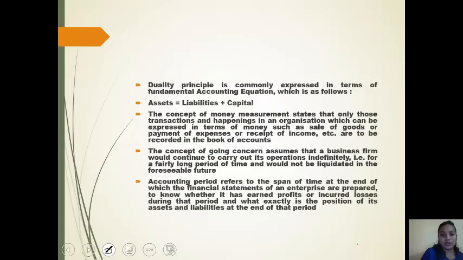Now, the duality principle is what we can express in a formula like assets equals liabilities plus capital. The concept of money measurement states that only those transactions or happenings in an organization which can be expressed in terms of money, such as sale of goods, etc., are to be recorded in the books of account.